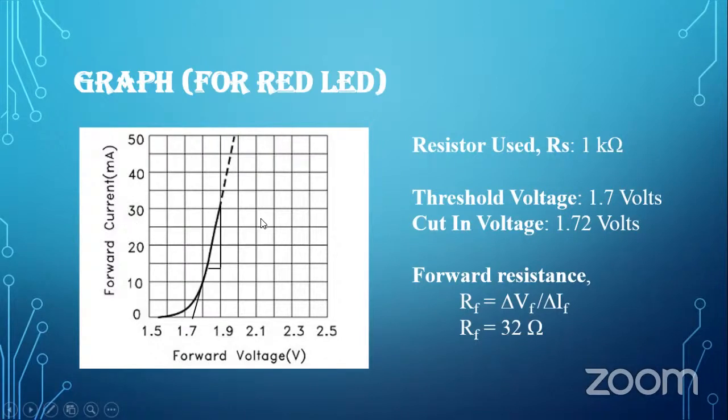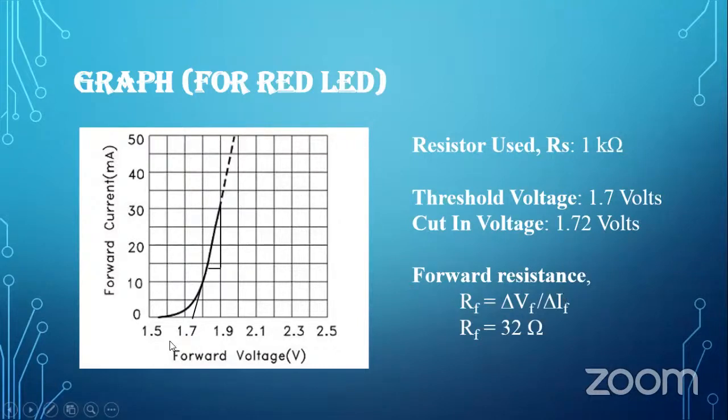To find its cut-in voltage, simply we have to draw a tangent from the point from where the current starts increasing rapidly. The cut-in voltage for the red LED is found to be 1.72 volts. To find the forward resistance, we will have to take the slope of any 2 points on the graph. On taking the reciprocal of the slope, we will get the value of forward resistance.